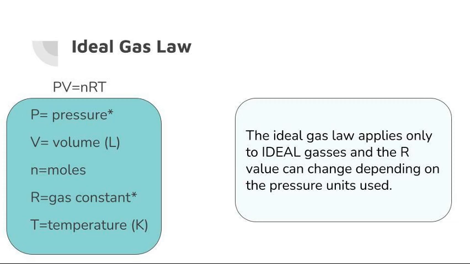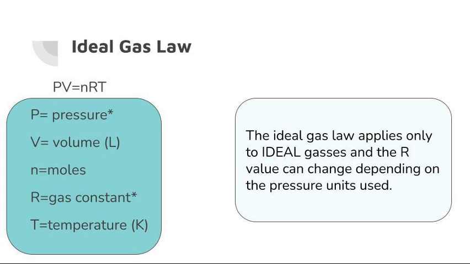One of the main things you'll need to know in the unit of gas laws is the ideal gas law, which is PV equals nRT. And you need to also know what each of those variables stand for. P stands for pressure, V stands for volume in liters, n stands for moles, R stands for the gas constant, and T stands for the temperature in Kelvin.